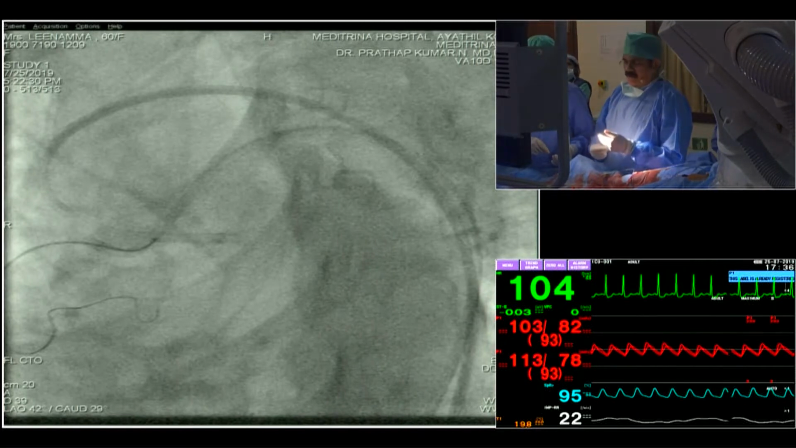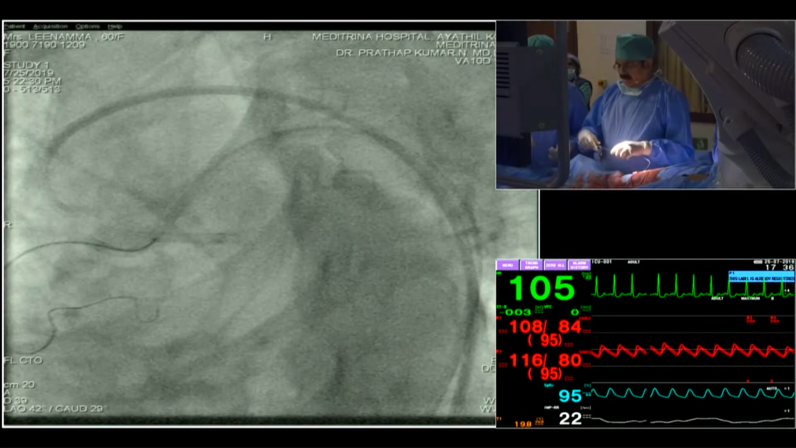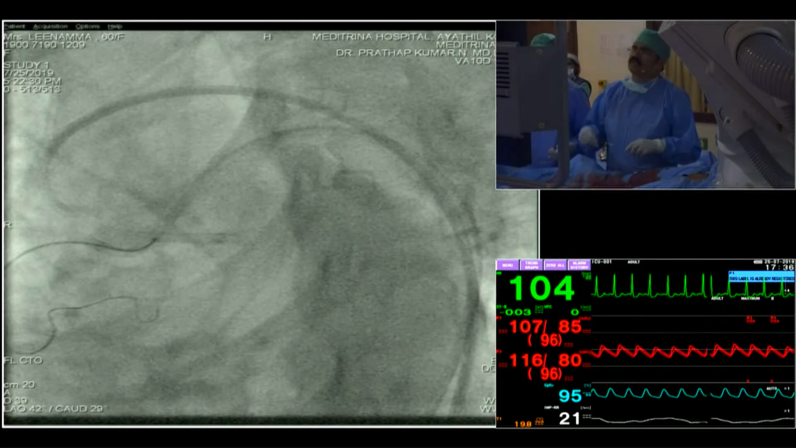We make a double curve in this case because the guide catheter is actually facing towards the circumflex. That is the major issue here.